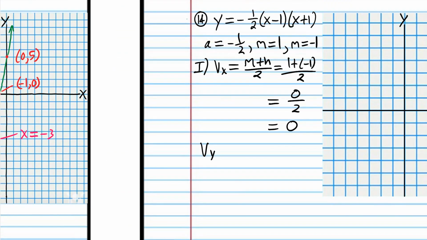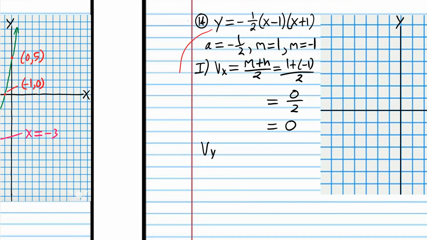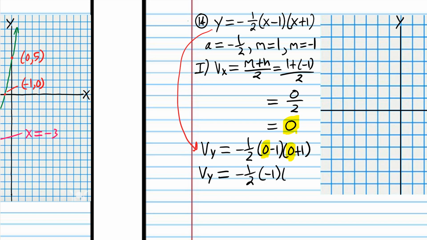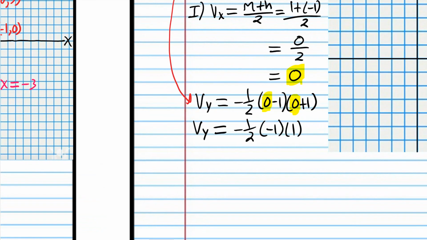And then we're going to find the y value of the vertex by, of course, plugging in the x value to the original equation. And just to be absolutely clear, I'm getting that 0 from there. So the y value of the vertex is equal to -1/2 times -1 times 1. And you can see that that's just going to be +1/2.